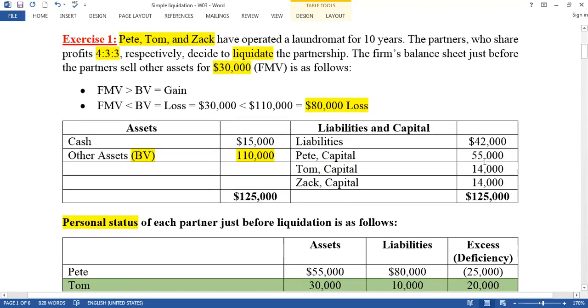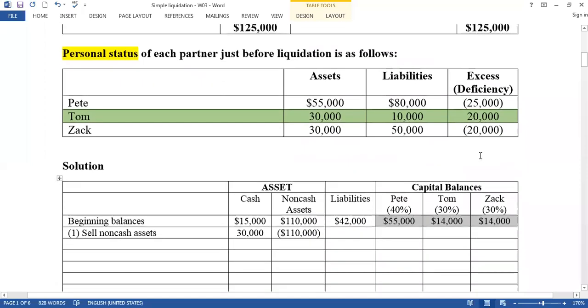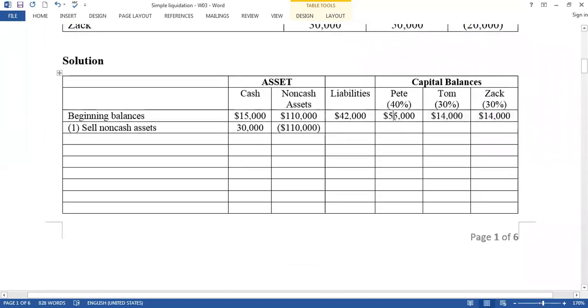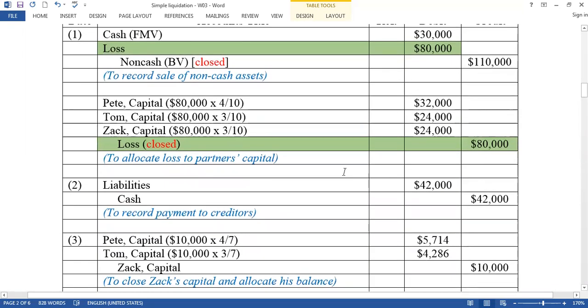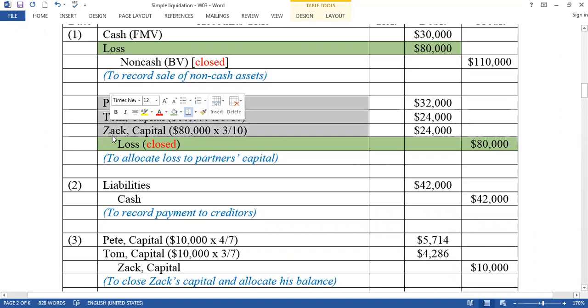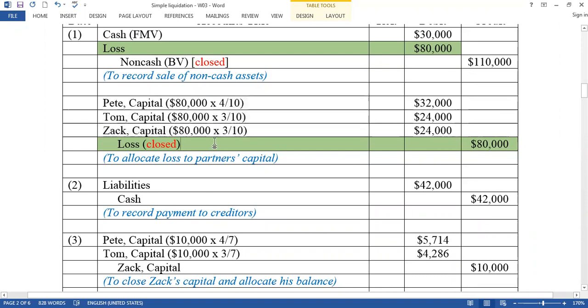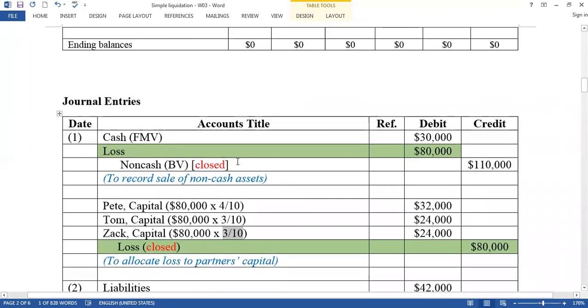This is this side, right? Credit balance. So this capital is the credit. Now, if we transfer loss to the capital account, it becomes debit, right? So capital increase credit and capital decrease debit. Now this $80,000 is going to share 4/10, 3/10, and 3/10. Clear? So 32, 24, 24.